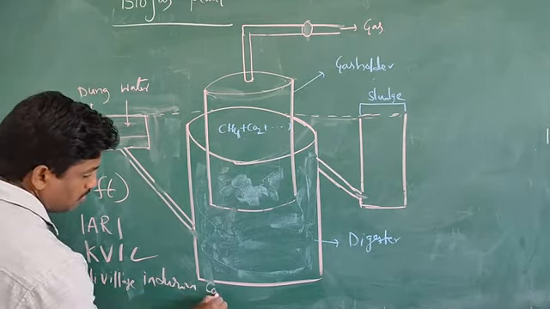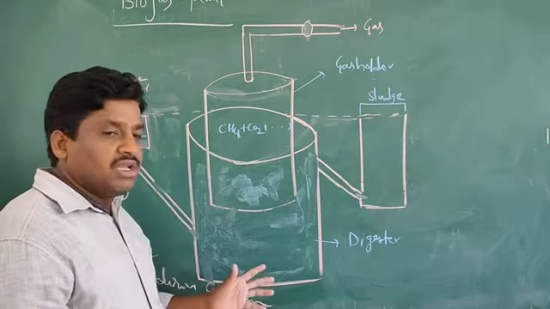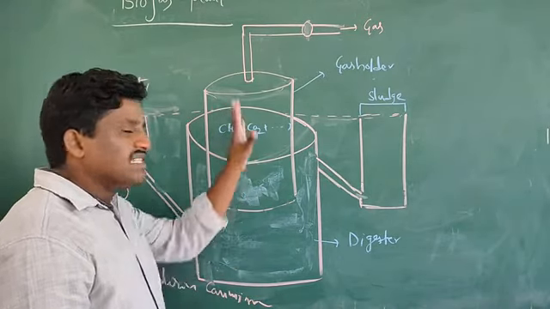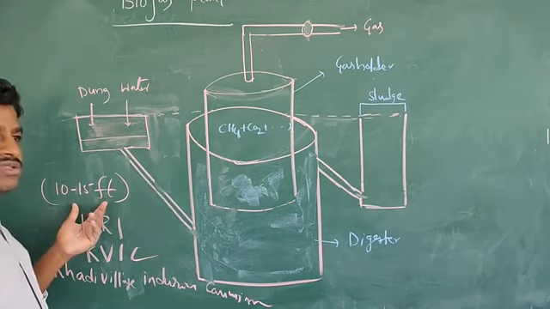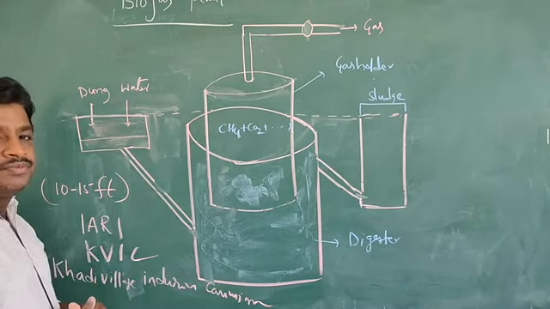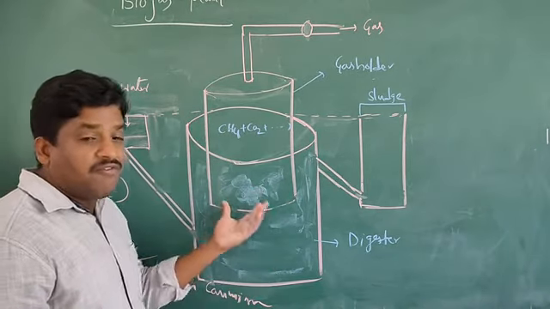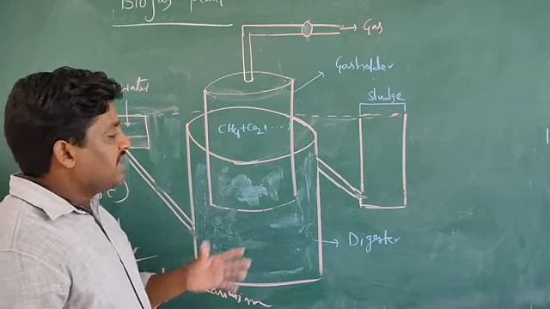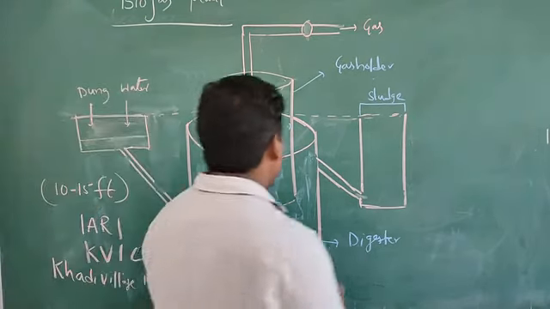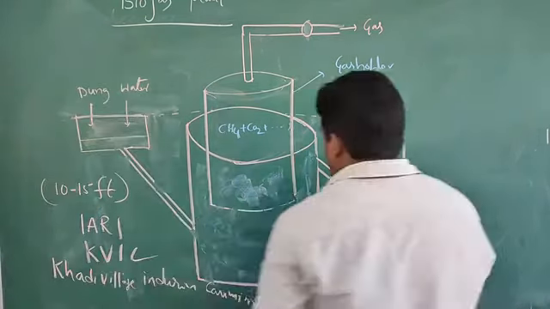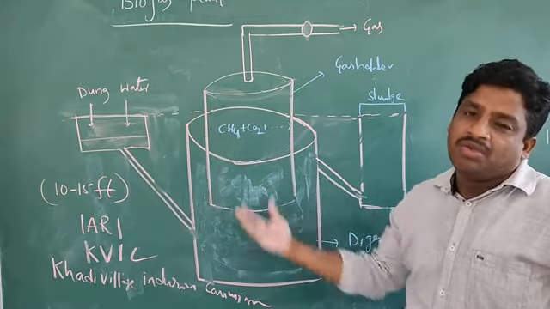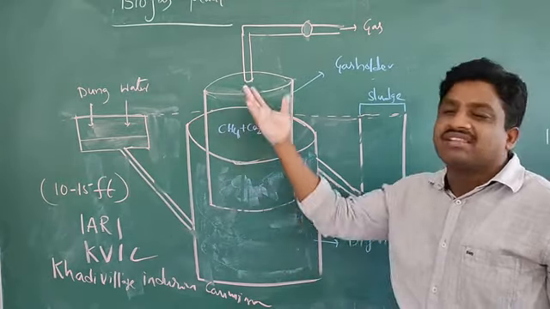Once again, see this biogas plant structure. It consists of a concrete tank 10 to 15 feet in depth, in which biowaste is collected and slurry is fed. After that, a floating cover. Floating cover means one cover over the slurry, that means over the tank. In this tank, production of gases takes place.